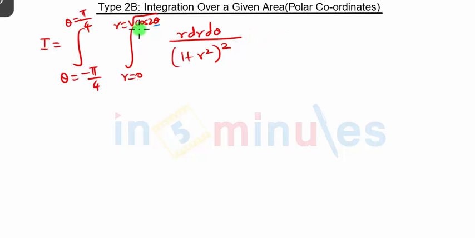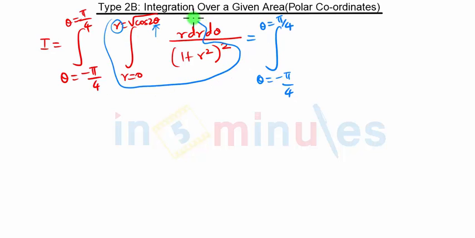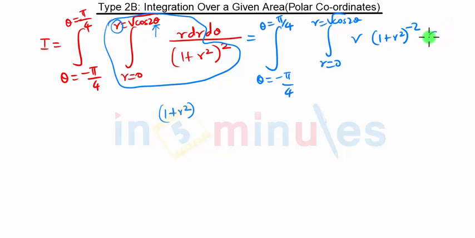So r contains the angle θ. First we will integrate with respect to r, so θ will remain constant for now. Concentrate only on this integration. If we take (1 + r²)² to the numerator, we get the integral from r equal to 0 to r equal to root of cos 2θ of r (1 + r²)^(−2) dr dθ. Just concentrate on this integration.